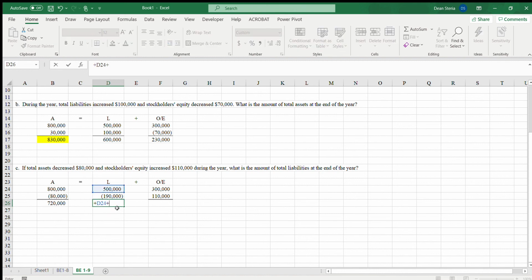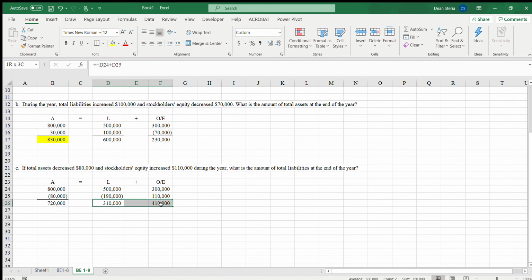500 plus negative 190 gives us 310. Then the 300 plus the 110 gives us 410. So the 310 and the 410 gives us 720, which is what we wanted our assets to be. And they ask what our liabilities are at the end of the year, which is going to be $310,000.